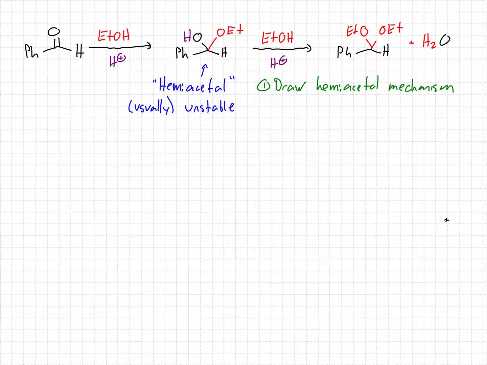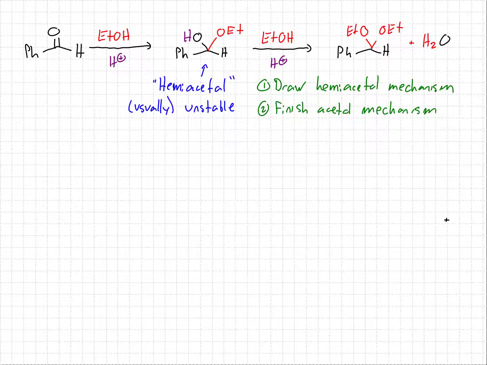So, I want you to practice this, so knowing generally what we know about these mechanisms, propose a mechanism for the formation of the hemiacetal from ethanol and a proton in the presence of our aldehyde, and then finish the mechanism, show me how we get from the hemiacetal to what's known as the full acetal, our final product. Pause the video here, take a moment to do the mechanism, then we'll go over it together.